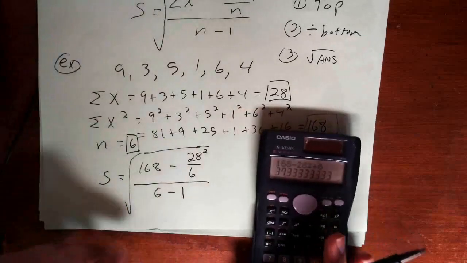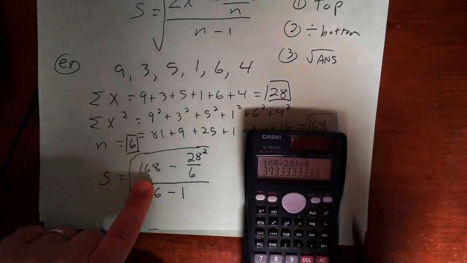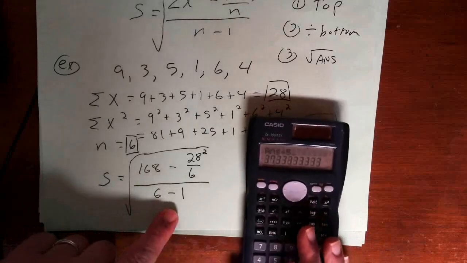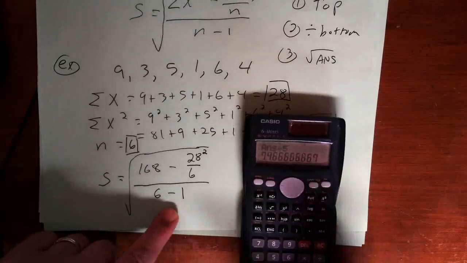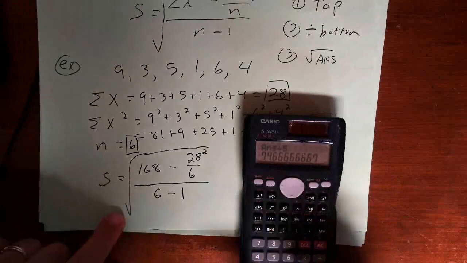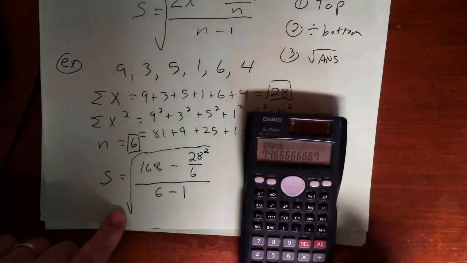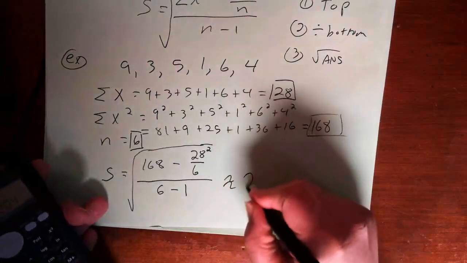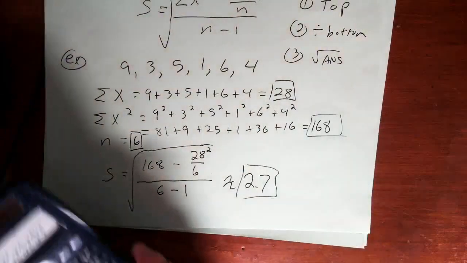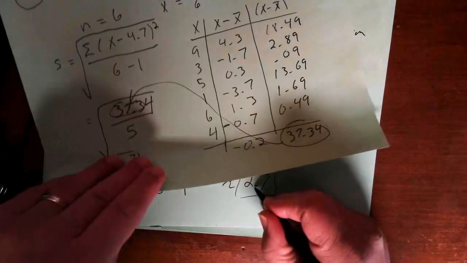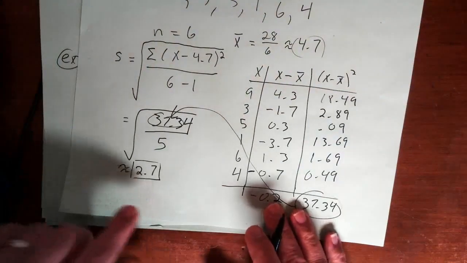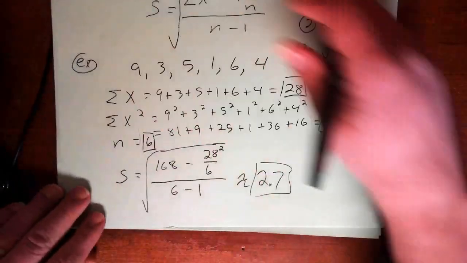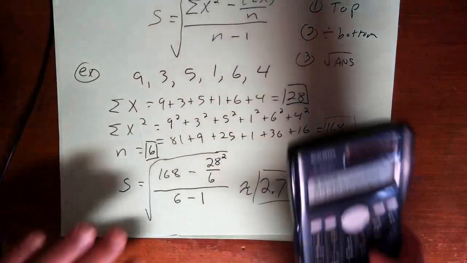So I've calculated the top, that's the first step, and now I'm going to divide by 5, the bottom, since 6 minus 1 is 5. I hit equals, and that gives you the variance. Then I take the square root of the answer, hit equals, and I get the standard deviation, 2.7. That is the same as I got here. So the rounding error wasn't enough to affect the final answer, but it can be, especially if you have lots of values.